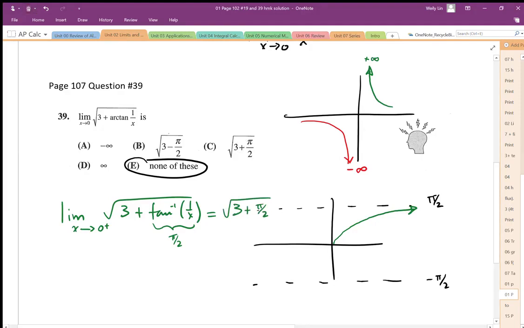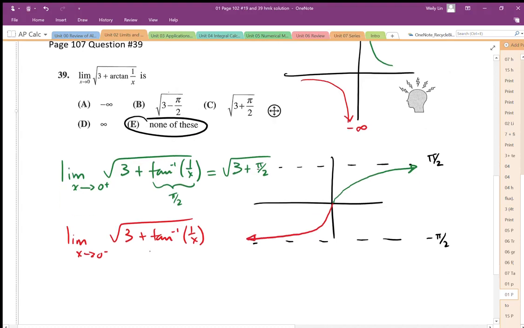What's happening on the other side, as x approaches 0 from the negative side? We end up with 3 plus arctan of 1 over x. As the input approaches negative infinity, the graph approaches negative pi over 2. So as x goes out to negative infinity, the y value approaches negative pi over 2. So the limit is equal to 3 minus pi over 2, which is the answer B.